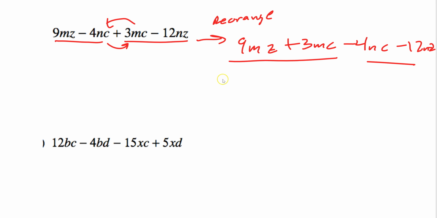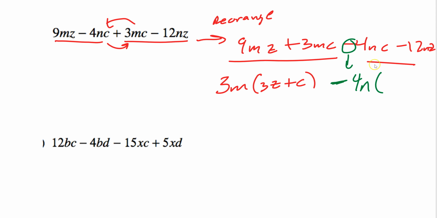These have a 3 and an m in common. And we're left with 3z plus c. Over here, now remember I said last time, always bring down the middle term. So that negative right there, you want to bring that down. These have a 4n in common. It's kind of hard to see. And then I get negative 4nc divided by negative 4 is this c. Negative 12nz divided by negative 4 is plus 3z.